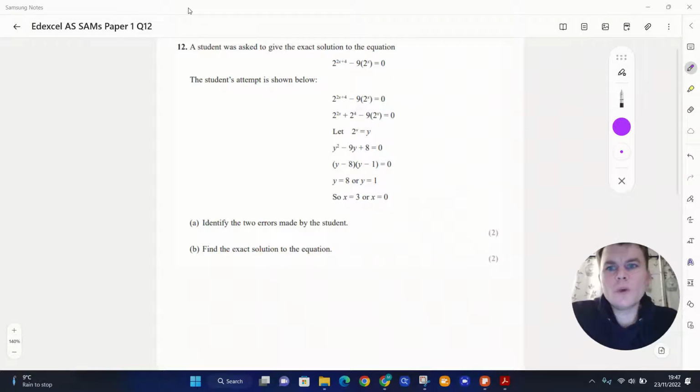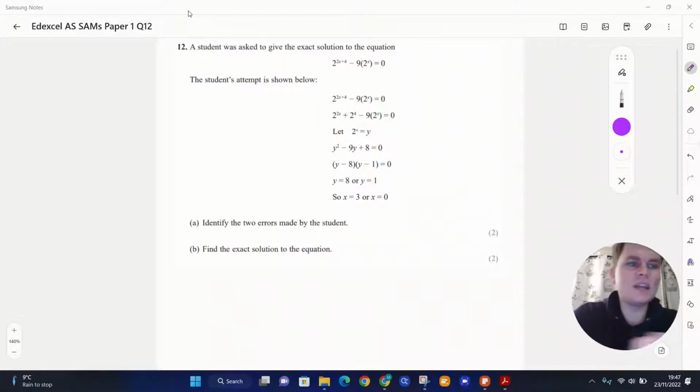In this question, we have been given an answer that's been given by a student. So the original question is 2 to the 2x plus 4 minus 9, and then in brackets 2 to the x equals 0. We're then shown the student's attempt. And as you can see, part A is identify the 2 errors made by the student. So this is a slightly different type of question.